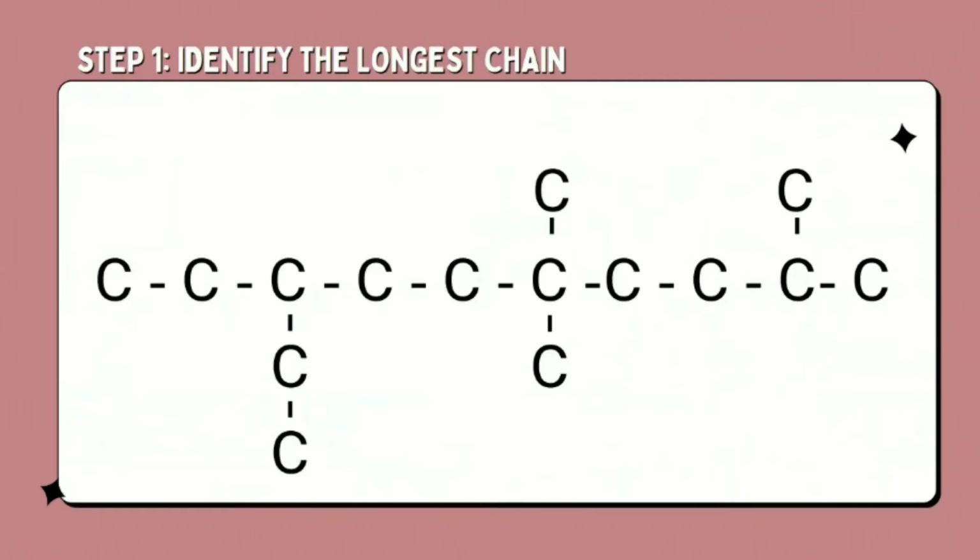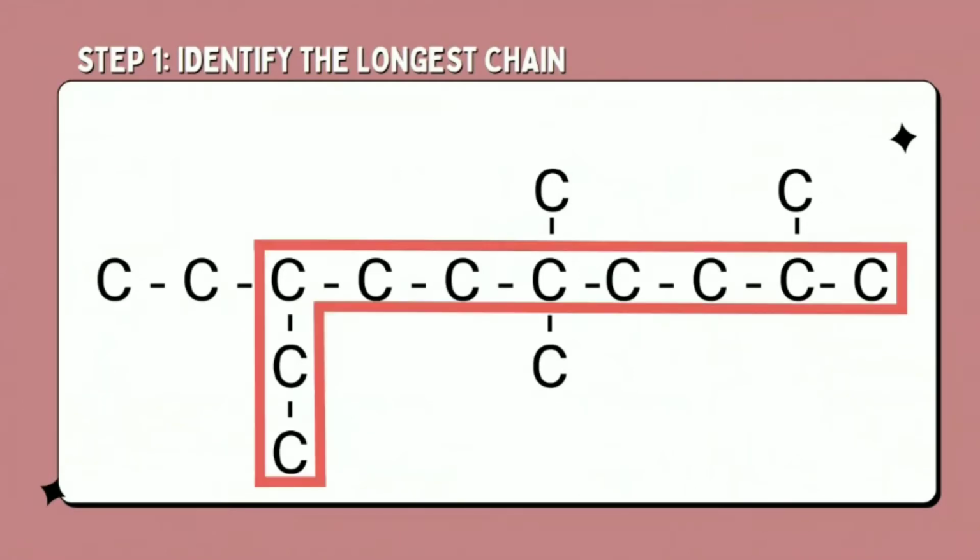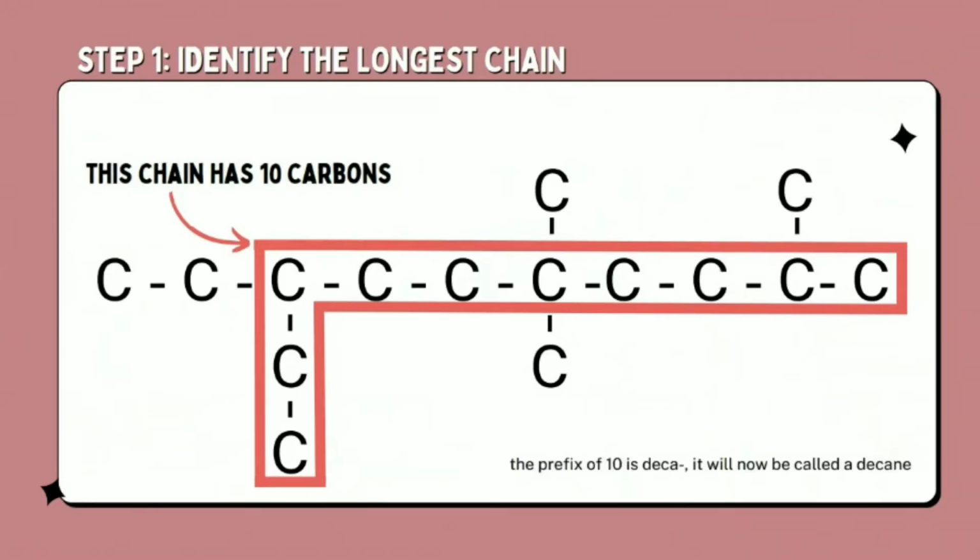This is the longest carbon chain containing 10 carbons. By the table that was shown earlier, the prefix for 10 is deca. That is the longest chain and you can also call it the parent chain. If you can see, this chain has 10 carbons. The prefix of 10 is deca. It will now be called decane.